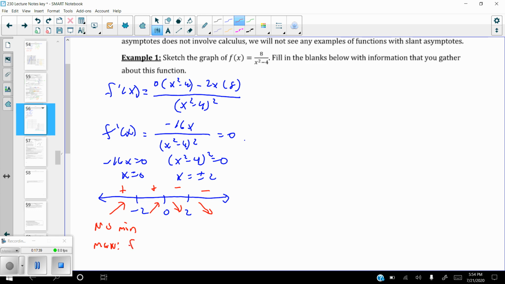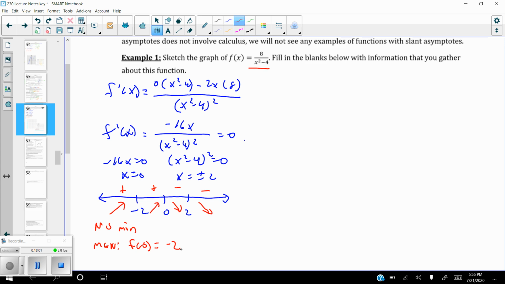So the maximum is going to be f of 0. And if I plug 0 back into my original function right here, I'm going to get 8 divided by 0 minus 4, which is 8 divided by negative 4, which is negative 2. So I have a maximum value at f of 0 equals negative 2.